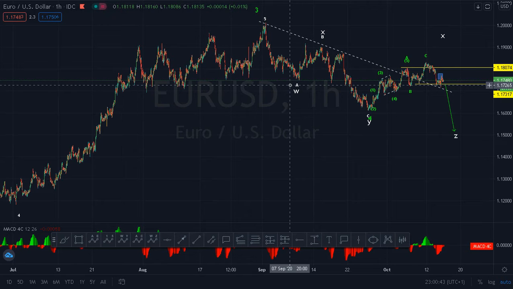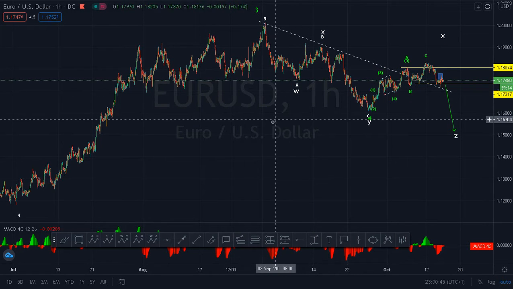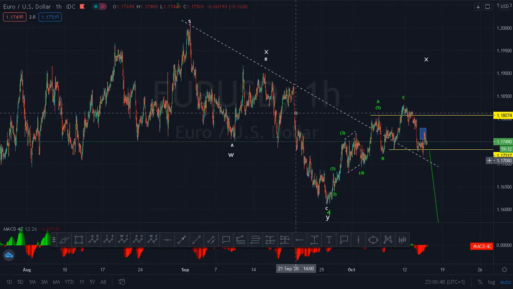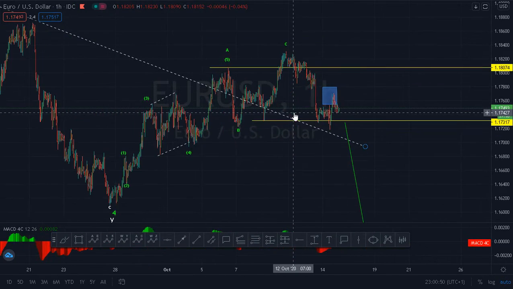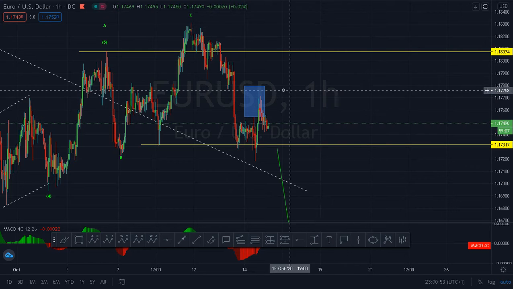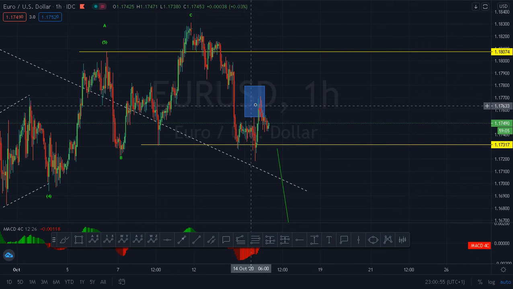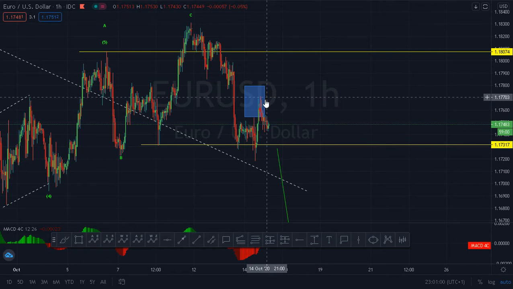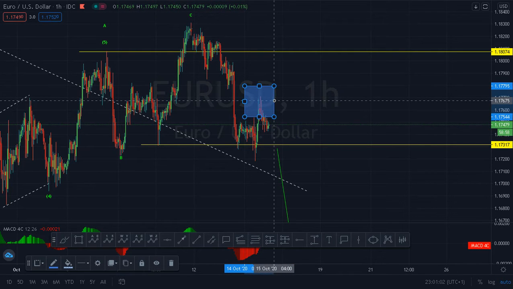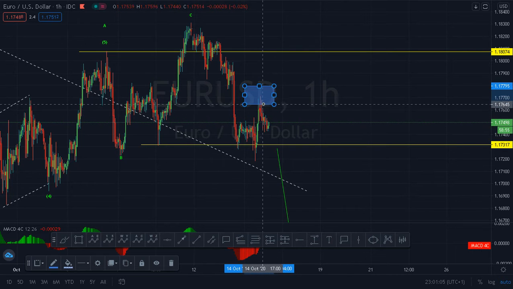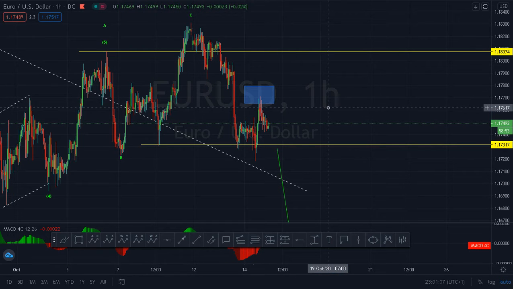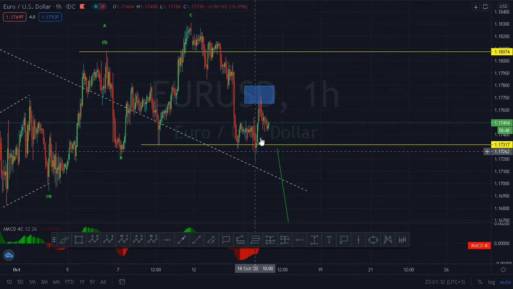Let's start with Euro USD. Euro USD, we don't have much. Just to touch on what we said yesterday, we said that price will reverse on this blue line, and it has just reversed there. But don't just enter sell because price has reversed. Wait for confirmation. Here is bearish confirmation.